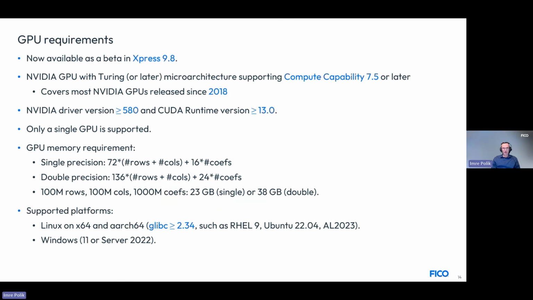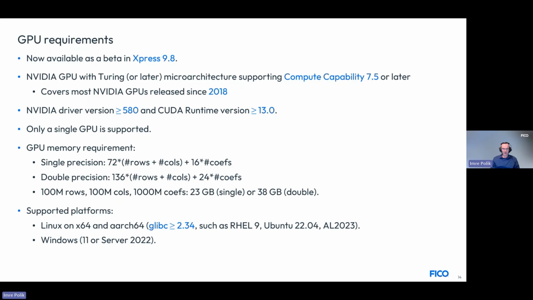So as I said before, we do support a whole bunch of GPUs going back to 2018. And the only thing we require is compute capability 7.5, which was introduced in late 2018. And this implementation is now available as a beta in Xpress 9.8. We require NVIDIA driver version 580 and CUDA runtime 13.0. These are also in line with the compute capability 7.5 requirement. We support only a single GPU, so you cannot use two GPUs connected together.